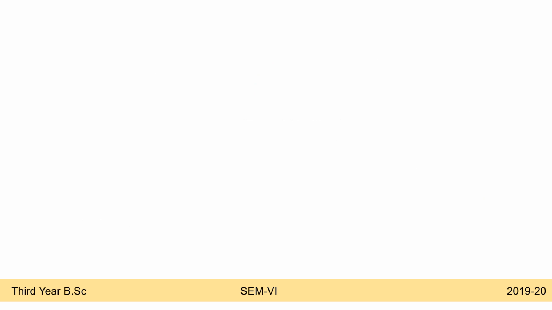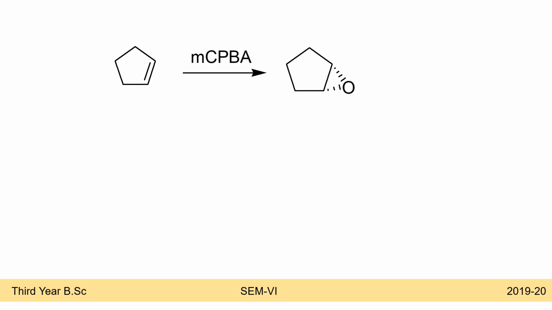Let us see the example of epoxides. So this is a cyclopentene. When cyclopentene is treated with mCPBA, it gives this kind of epoxide. The double bond is converted into the corresponding epoxide. The oxygen is inserted between these two double-bonded carbons and forms a three-membered cyclic system. So this is the general epoxidation.